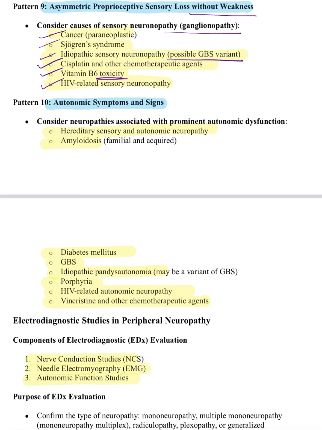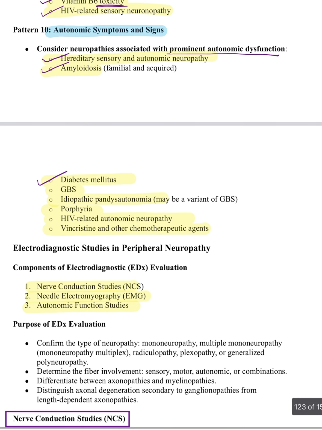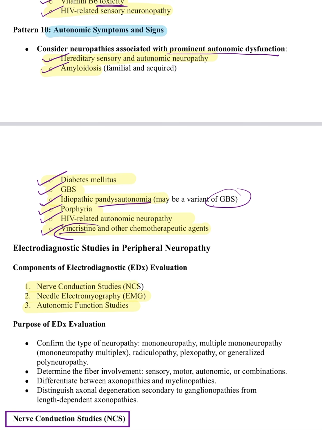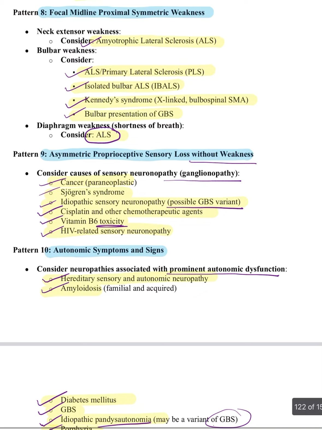And the last one is autonomic symptoms and signs. You have to consider neuropathies associated with prominent autonomic dysfunction, like in hereditary sensory and autonomic neuropathy, amyloidosis, diabetes, GBS, idiopathic pandysautonomia. This is also a variant of GBS only. Porphyrias will present with autonomic dysfunction, HIV, vincristine and others. So vincristine is here. Okay.